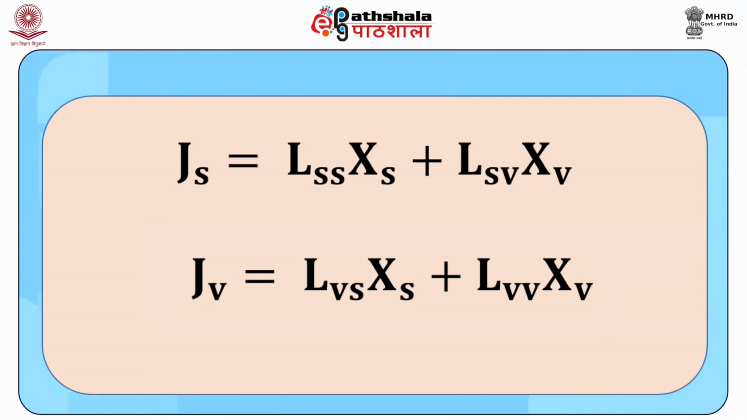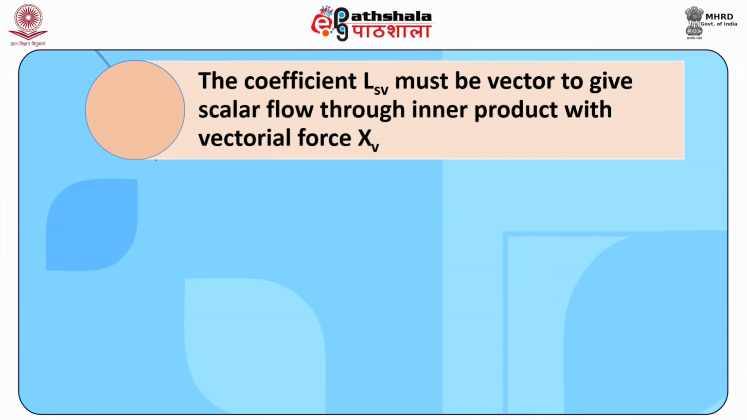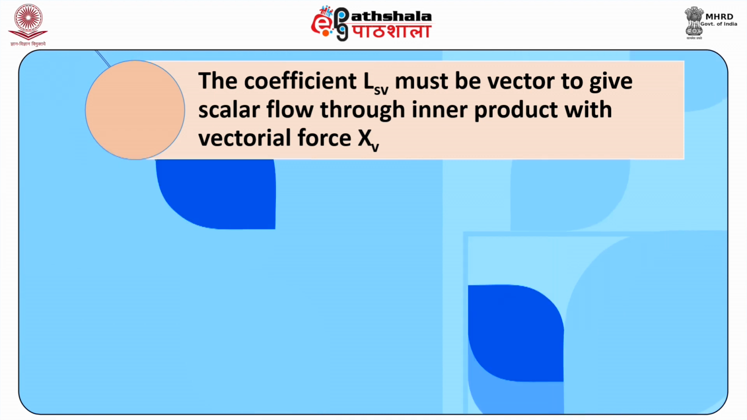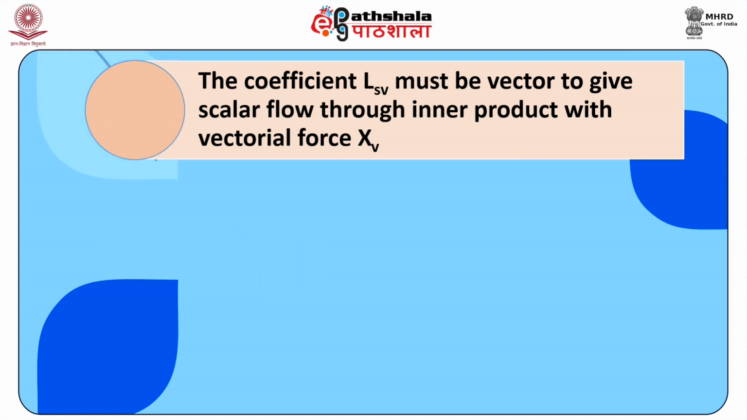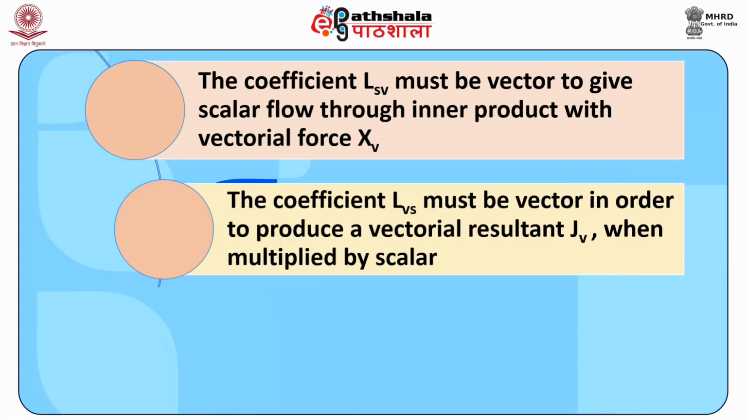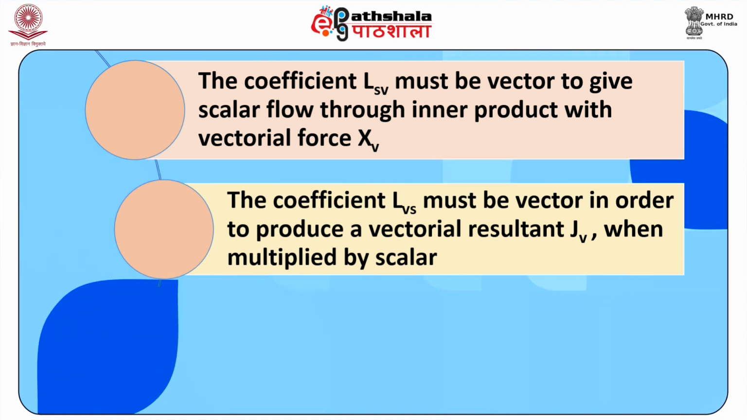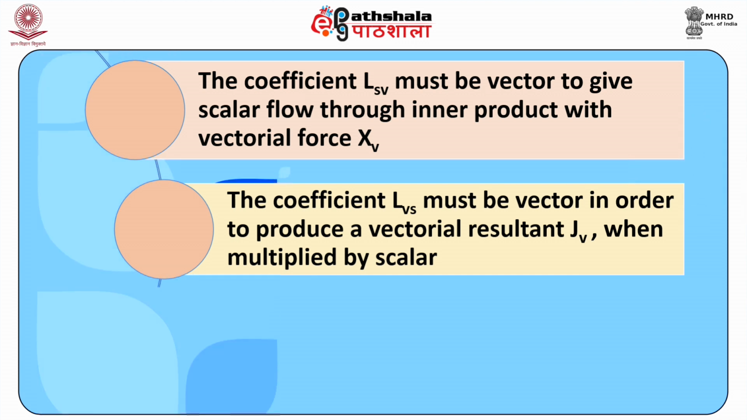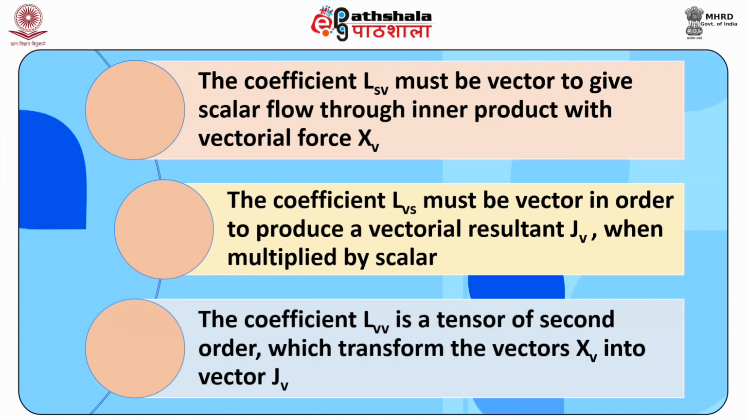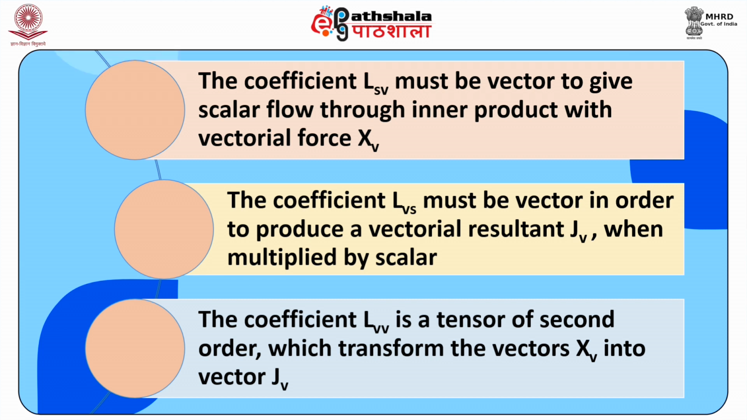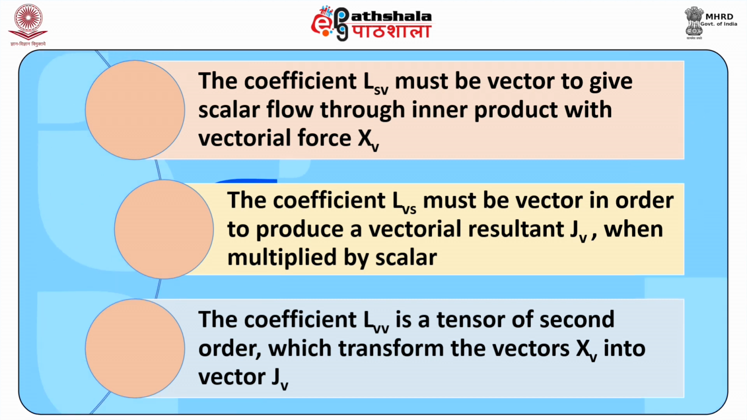In the above set, Lss relates the scalar forces Xs to the scalar flow Js and is itself a scalar quantity. The coefficient Lsv must be a vector to give a scalar flow through inner product with vectorial force Xv. The coefficient Lvs must be a vector in order to produce a vectorial resultant Jv when multiplied by scalar Xs. The coefficient Lvv is a tensor of second order which transforms the vector Xv into vector Jv.